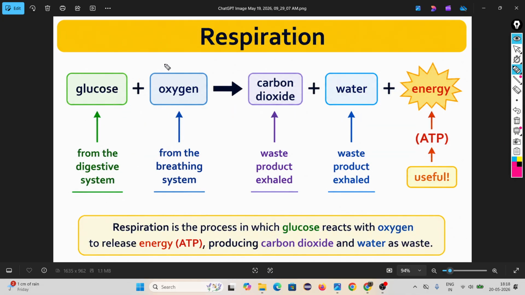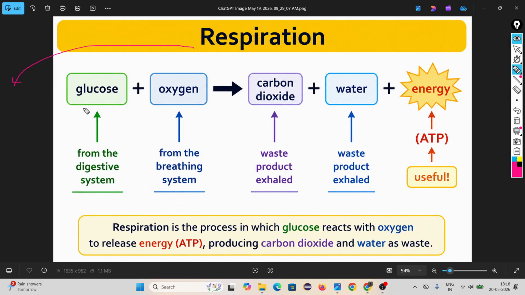In the last class, we discussed one of the important life processes, that is respiration. In the first chapter, we first completed the life process of nutrition. Nutrition means the process of taking food and utilizing it. Then the second chapter starts from respiration.